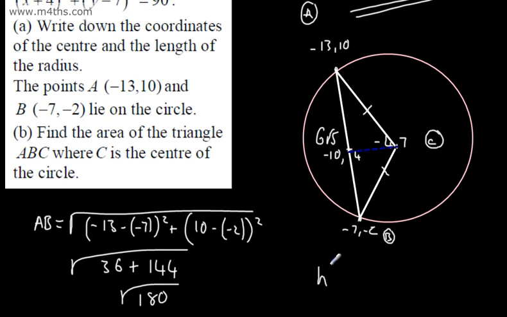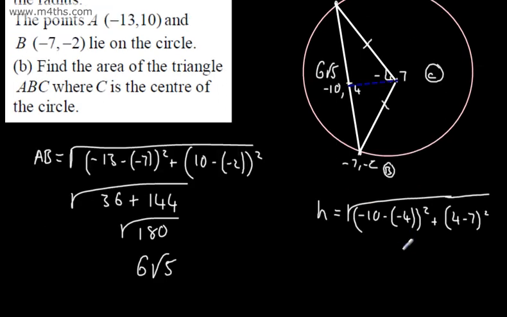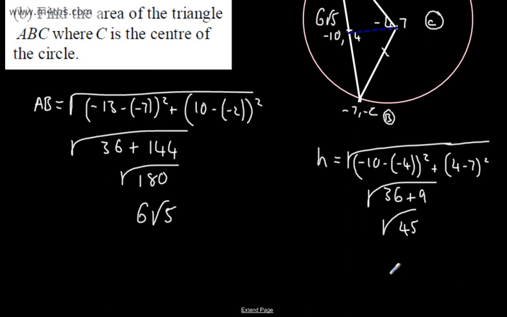So that height, we'll just call it h, because we're going to need it as we go. So negative 10 subtract negative 4, which we need to square, plus we're going to have 4 subtract 7, which we need to square. Negative 4, that's going to be positive 4. So what's that going to give me? That's going to give me 36, and negative 3 squared is 9. So that's going to be root 45, which we can break down. This is going to be 5 times 9, so that's 3 root 5.